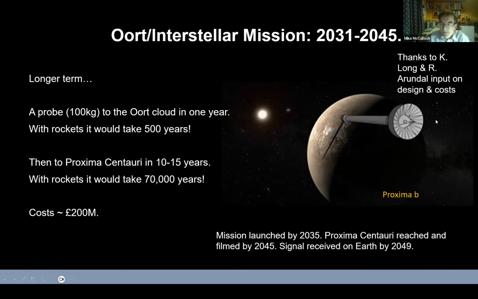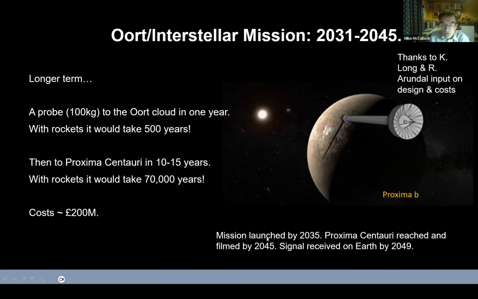I have done some design work on a possible probe to Proxima, and it's shown here. And thanks to Kelvin Long and Richard Arundel for input on the design and the costs, this is effectively a column of stacked capacitors along here, which will provide the thrust, an RTG which will provide the energy at the front, and a dish to radio back to Earth. So this shows it arriving at Proxima b. This is Proxima Centauri here, our closest star, which is 4 light years away.